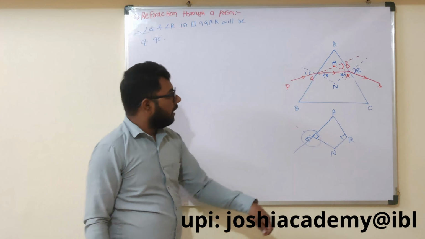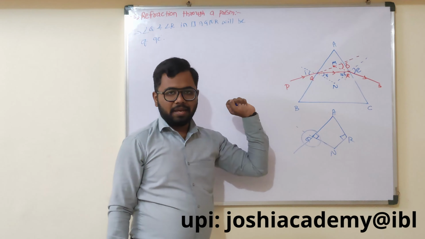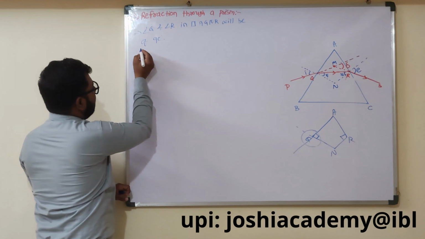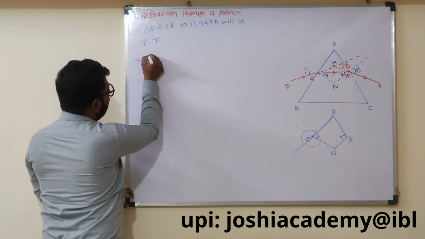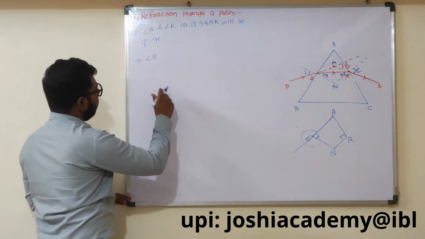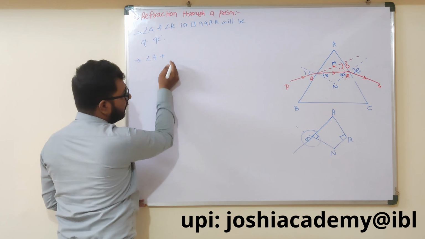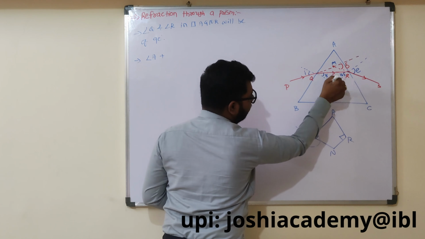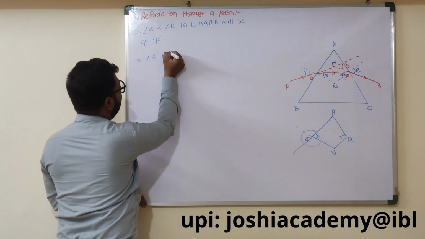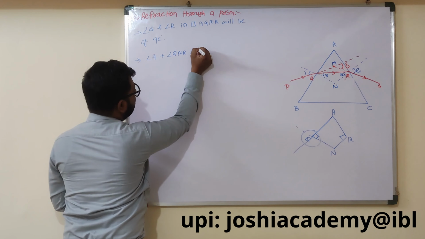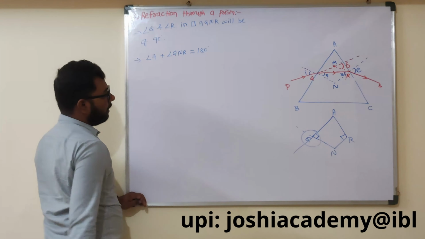So that means that angle A and angle N will make up a total of 180 degrees. So this can be written as angle A, which is also known as the prism angle. Okay, prism angle A plus angle N, this one, is equal to 180 degrees.